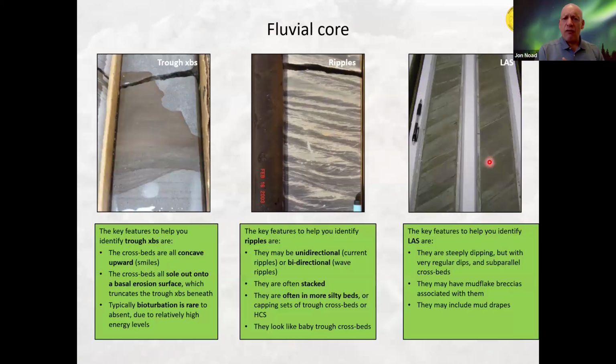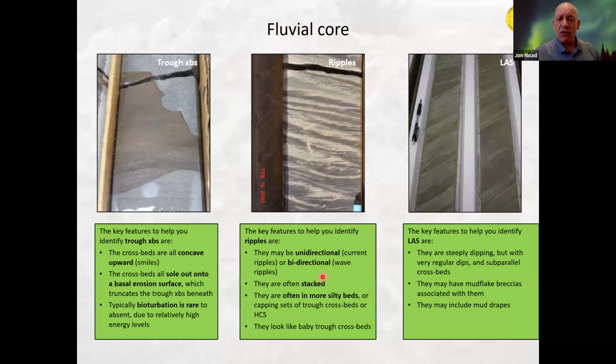So just to summarize for the fluvial, by looking at some cores, the key features to identify trough cross beds is that they're all concave upwards or convex downwards. So they all have these smiley faces. And if you see those smiley faces and there's nothing going upwards, nothing doming upwards, then you're likely in trough cross beds. And they will all sole out onto a basinal erosion surface, which you can see in core. You don't have to see the whole outcrop. And usually you don't see a lot of bioturbation because these dunes are building up fairly rapidly.